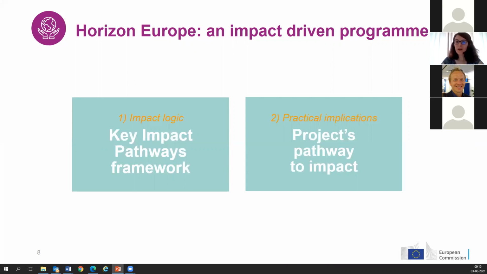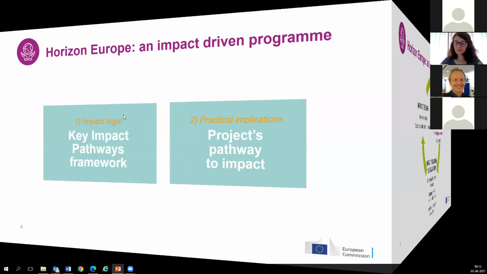And at the level of projects, at the level of the proposals you submit, at the level of the projects you will implement, we are also going to focus a bit more on impact and on how your projects will deliver concretely some of these impacts. So this is the notion of project pathways to impact. We can go to the next slide.